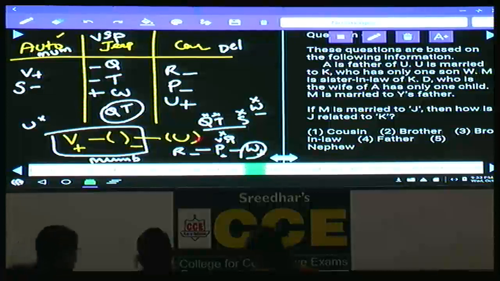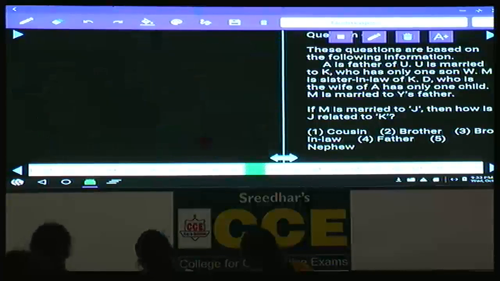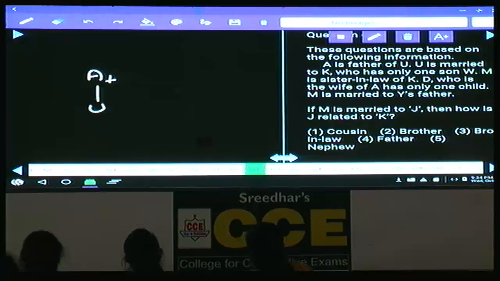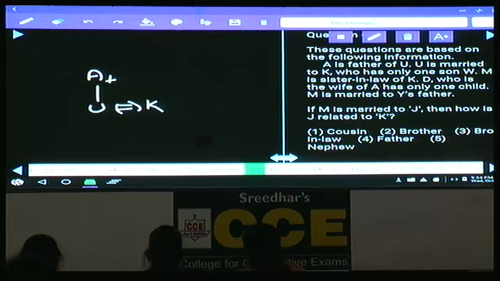A is the father of U. Yes, first write down this one, completed writing down this. 61 to 63 done. Then 61, A is the father of U can be written like this. U is married to K. U and K are married couple. K is the only son of W. Now K is the son of W. Only son of W. And U is the daughter of A. And K has only one son W.